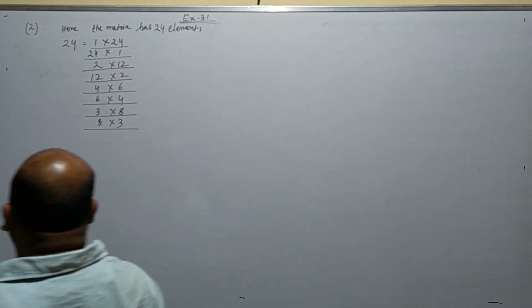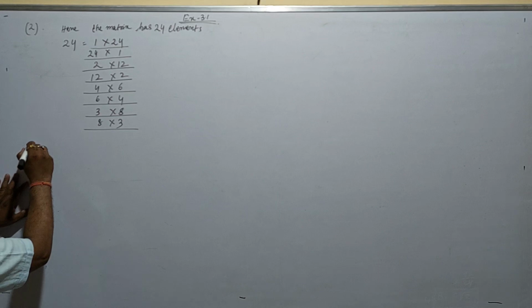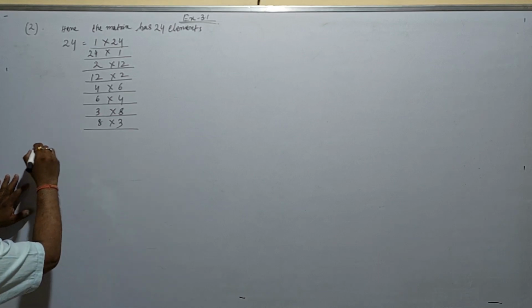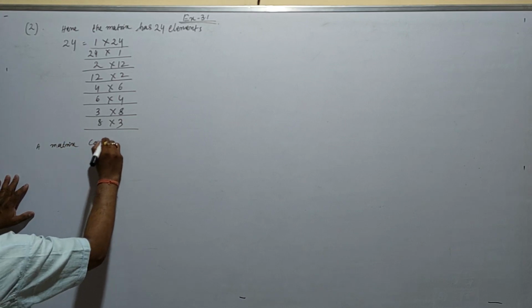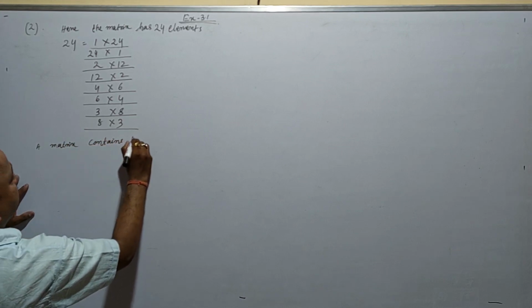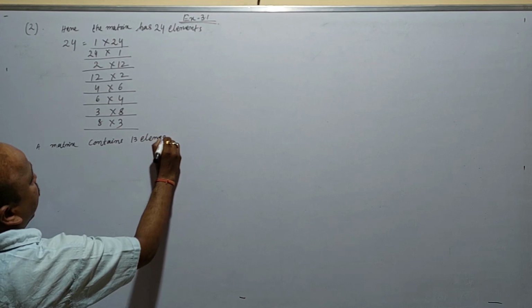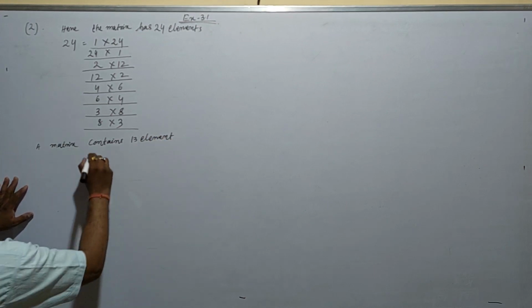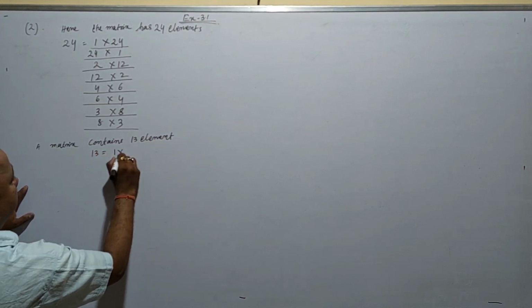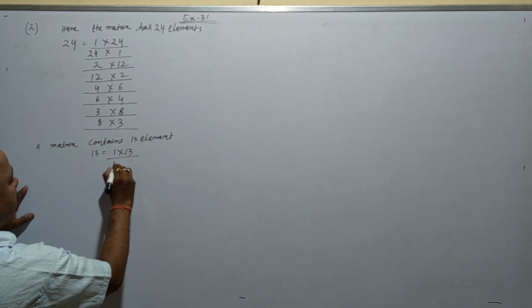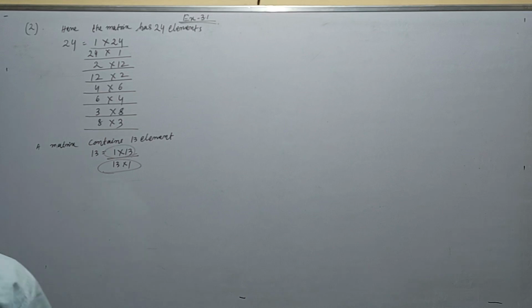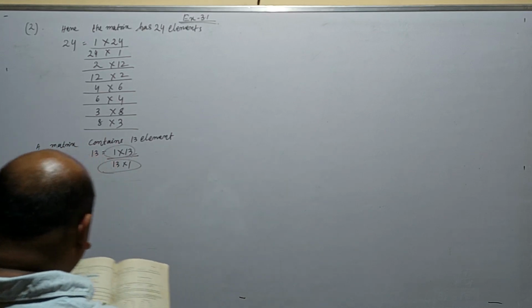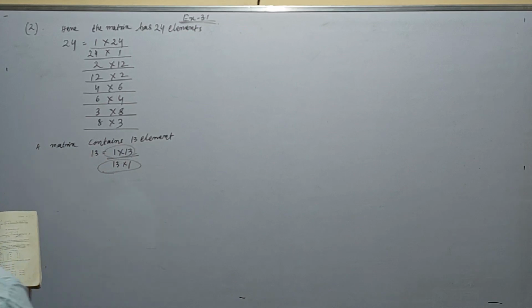Then again it is saying that if the matrix contains 13 elements, what are the possible orders here, students? 13 is a prime number, so it is written only as 1 multiply 13 or 13 multiply 1. So these are the possible orders. If this type of question comes, I think you must solve it. Then come to question number 4.